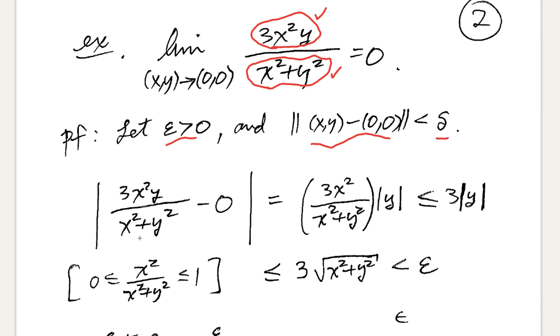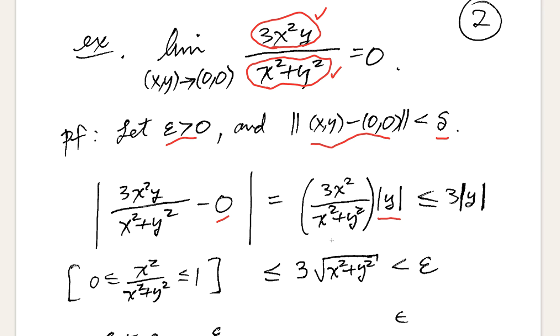Let's just take a look at the absolute difference between the value of our function and the supposed limit that I'm calling 0. Notice that I could actually factor out the absolute value of y here because all the other factors are non-negative. 3x squared and x squared plus y squared are non-negative, so those can come right outside the absolute value signs, and we don't need absolute value signs around those.